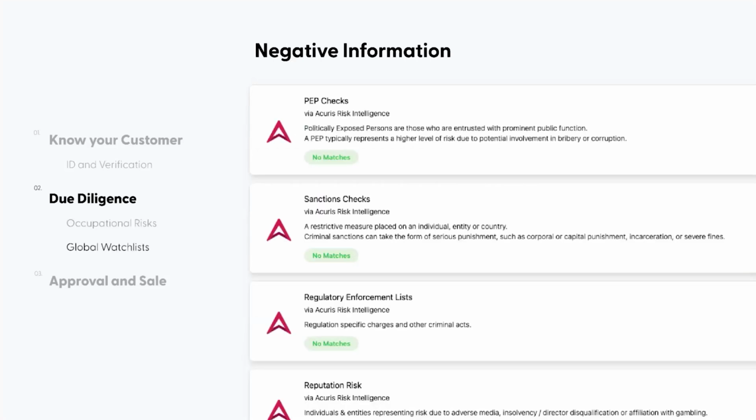Then you need to look at global watch lists. In our Arcarta report, we have classified it as negative information. This helps identify clients who might be involved in high risk activities. You will need to check if your client appears on any of the following.